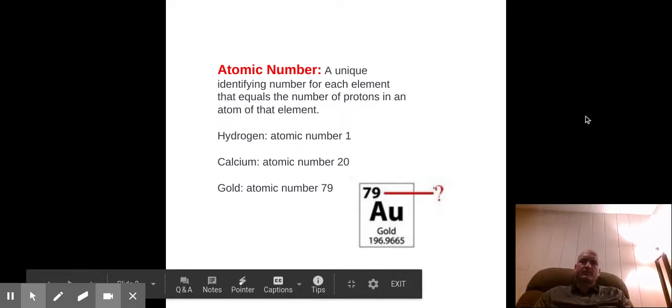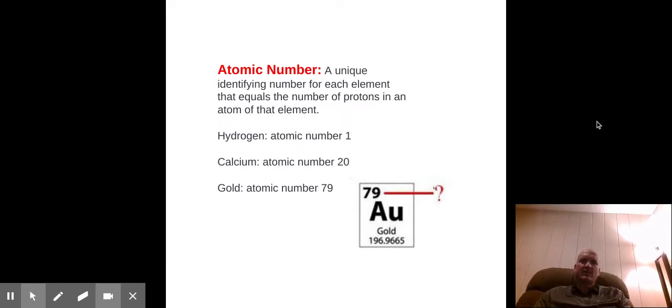Atomic number. Atomic number is unique for each element. It always equals the number of protons in an atom of that element. So hydrogen has an atomic number of 1, it's the only element with an atomic number of 1, and every atom of hydrogen has exactly 1 proton. Calcium, atomic number 20. It's the only element with atomic number 20, and every atom of calcium has 20 protons.